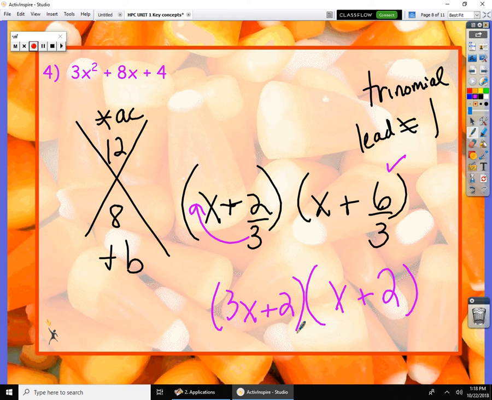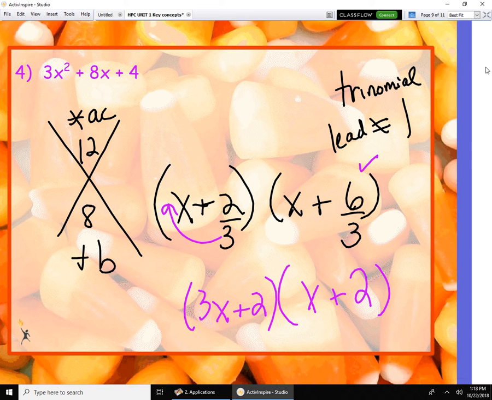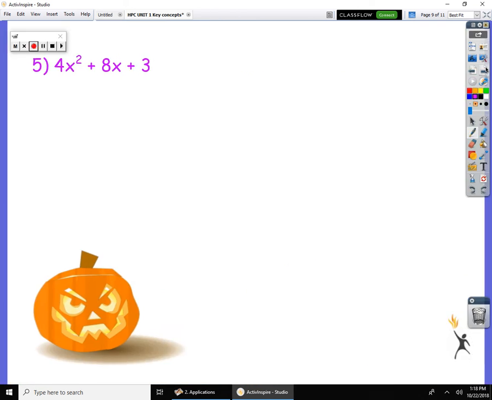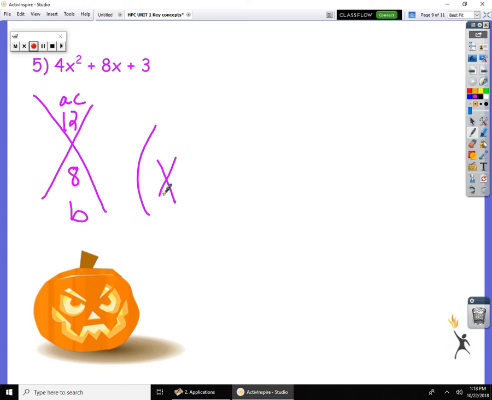Okay, moving on. The hardest kind. Here we go, last one. I'm still going to do AC, and I'm still going to look at B. What is A times C? 12. What is B? 8. What are two numbers that multiply to 12 and add up to 8? Great. So I have x plus... oh, I chose the wrong thing. Hold on. That's not a good example. Oh, yes, it is.